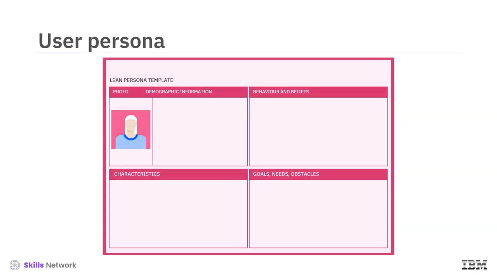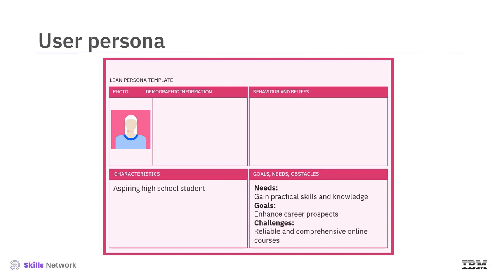Let's consider a scenario to understand these two concepts better. An aspiring high school student, Sarah, is interested in learning Python programming online. She wants to gain practical skills and knowledge for future projects. Her primary goal is to acquire critical skills to enhance her career prospects. However, she faces the challenge of finding reliable and comprehensive online resources tailored to Python learning.